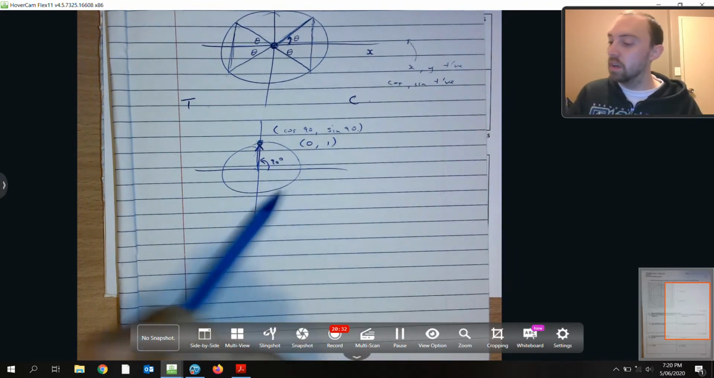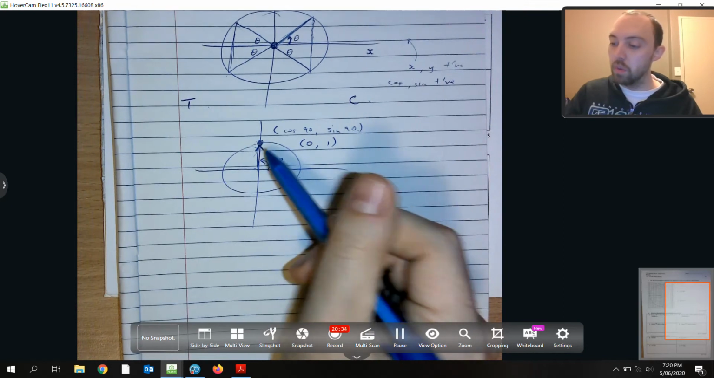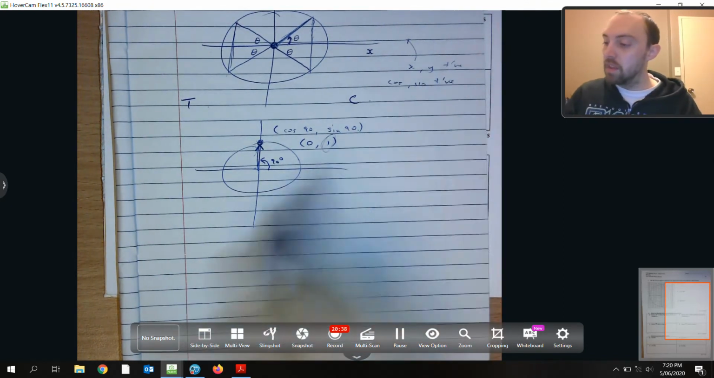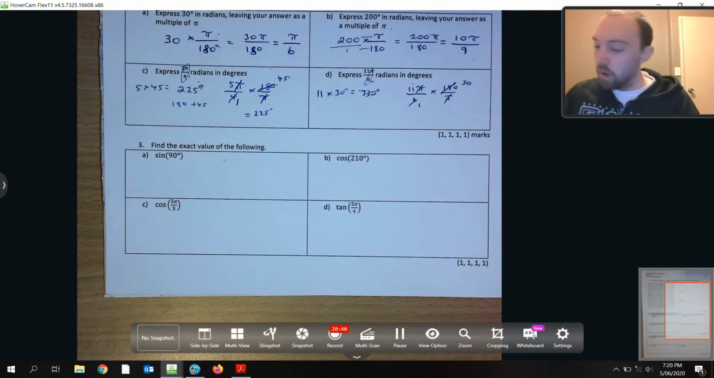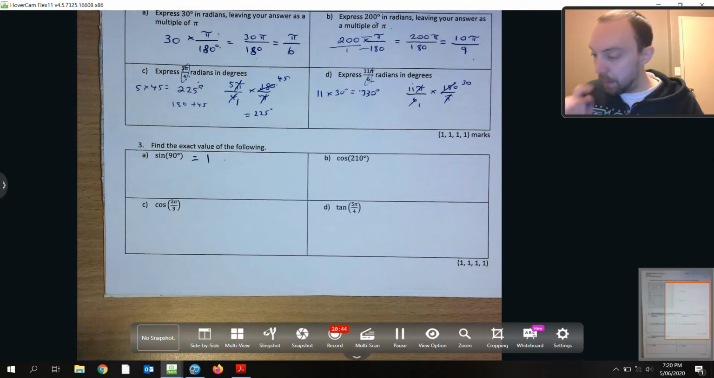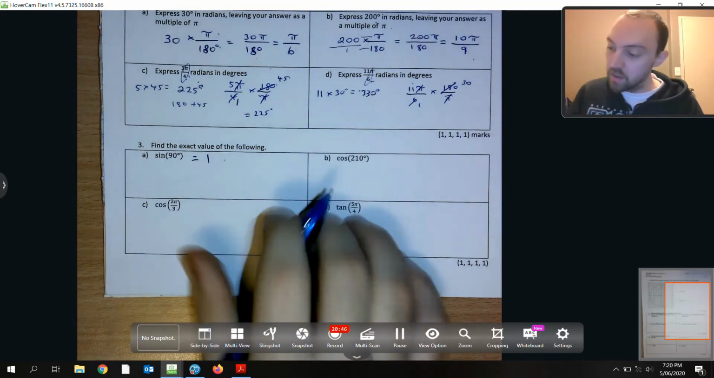So we're considering what the angle is and then what the coordinate is at that point. Because we're thinking about sine, we're thinking about the y value. Sine of 90 is 1. It is the height at 90 degrees in my unit circle.